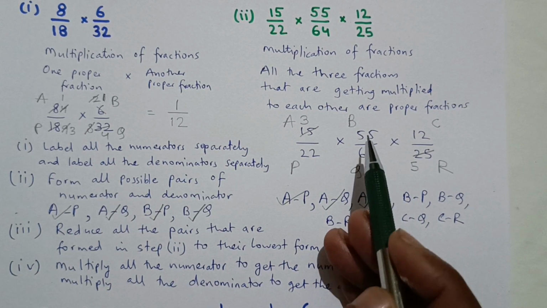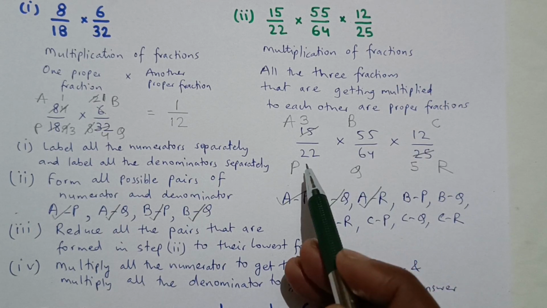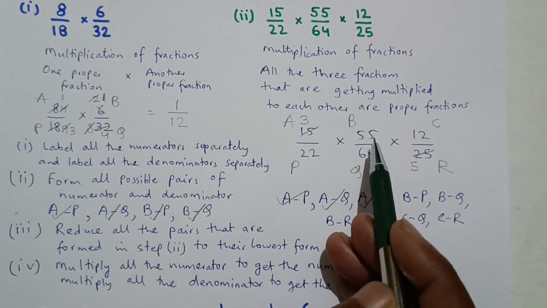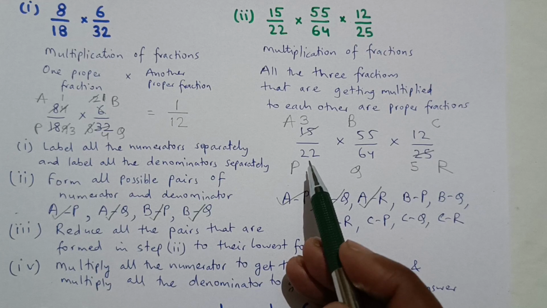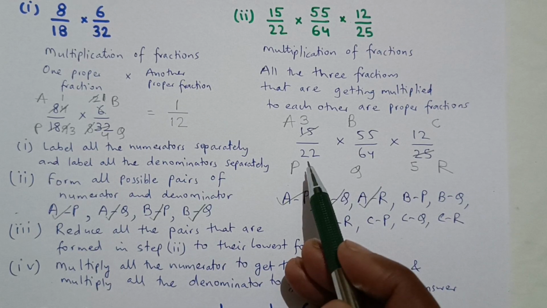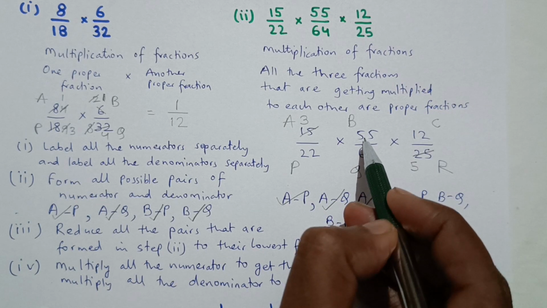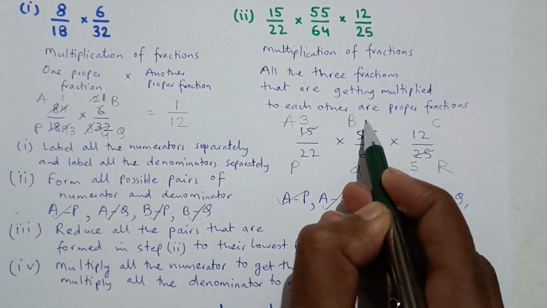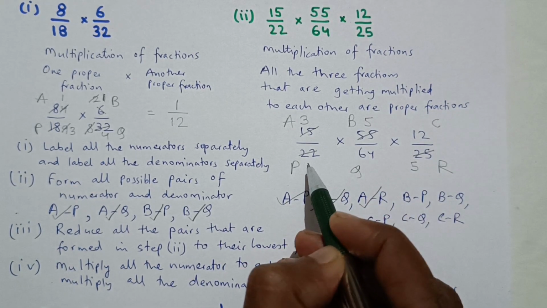Next is BP, 55 by 22. Now 55 by 22 we can reduce it to its lowest form because both 55 and 22 are divisible by 11. So we will divide both 55 and 22 by 11 and reduce it to its lowest form. 55 divided by 11 is 5. 22 divided by 11 is 2.